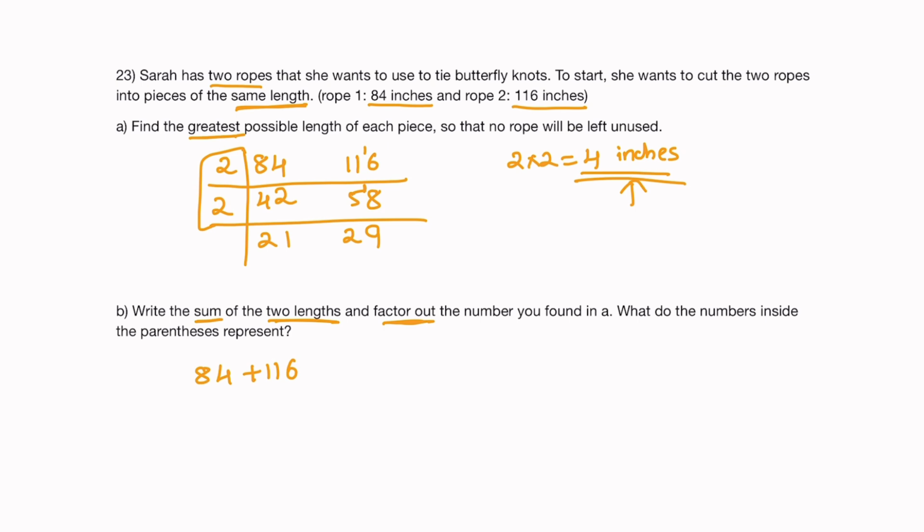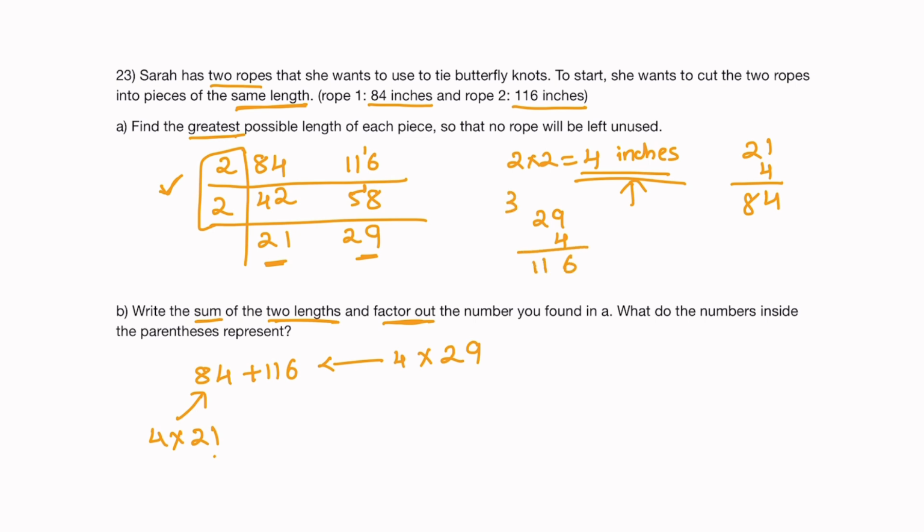What do the numbers inside the parenthesis represent? Now 84 is what? 4 times this common factor, 4 times 21. And 116 is this common factor 4 times 29. Right? If you want to check, you can check here. 21 times 4. That's 4 and that's 8. Again, 29 times 4. That's 36. 3 there. That's 8 plus 3, 11.